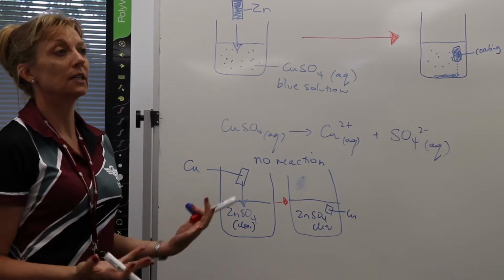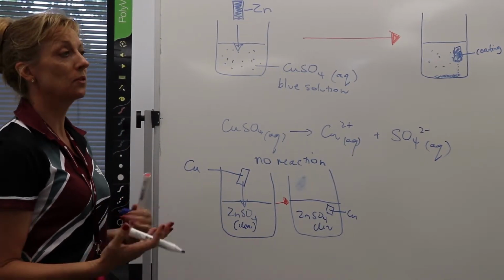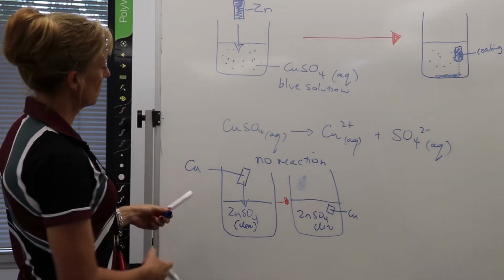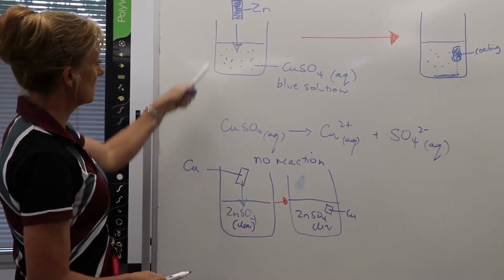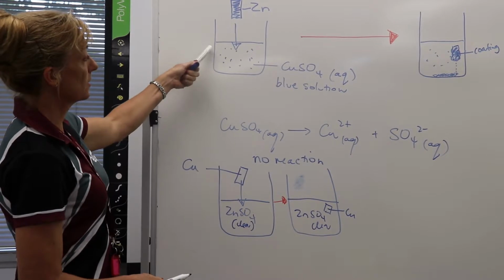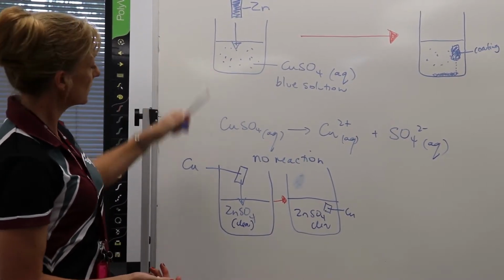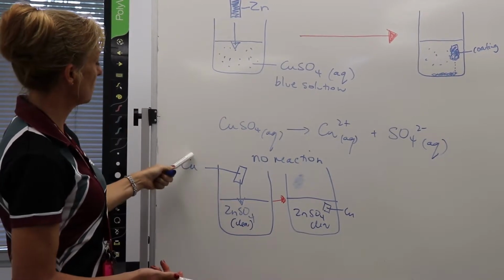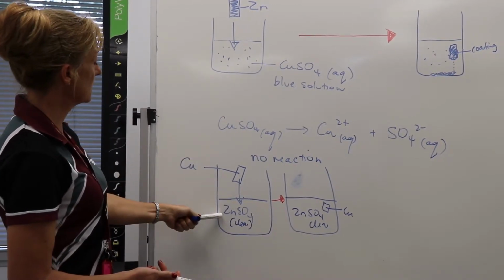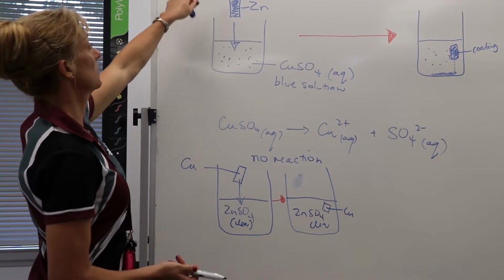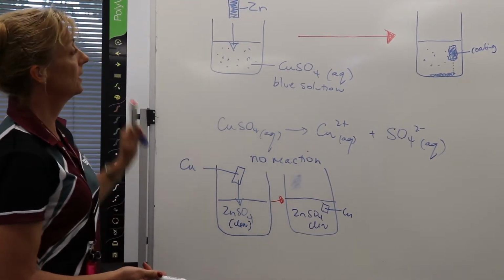Sometimes you get questions on exams that ask you to put metals in order based on a number of experiments. You don't need both of these experiments to tell you the order of zinc and copper. Only one, do you? So there's no reaction here. That means copper is not as reactive as zinc. And there's a reaction here which tells you that zinc's more reactive than copper.